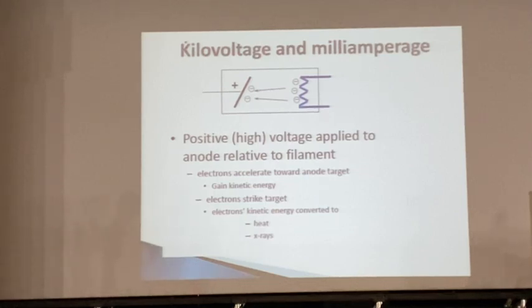Look at here. By the process of thermionic emission, we create an electron cloud, then by applying the tube voltage, we direct this cloud toward the anode to produce the X-ray. Is that clear for you?